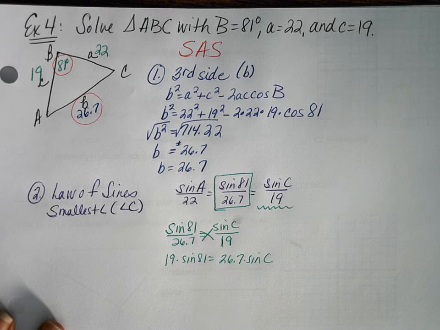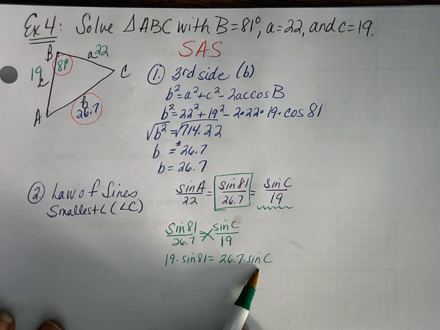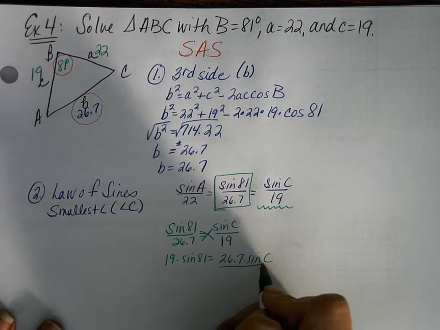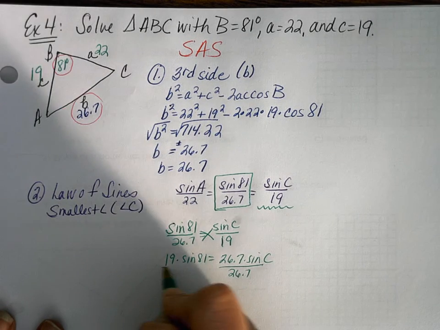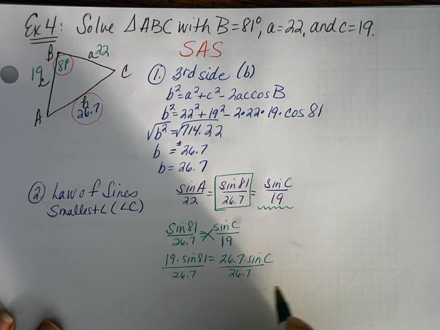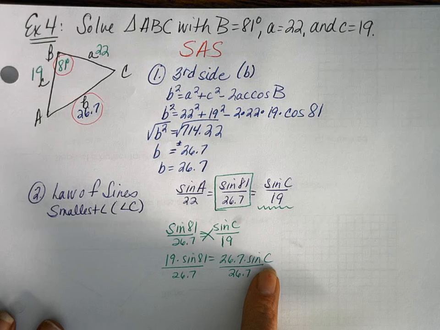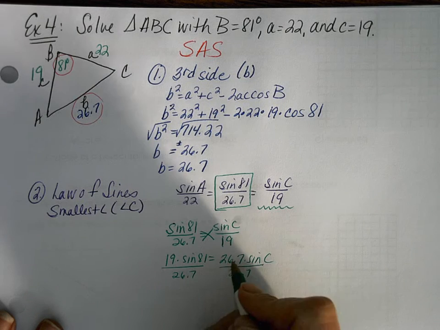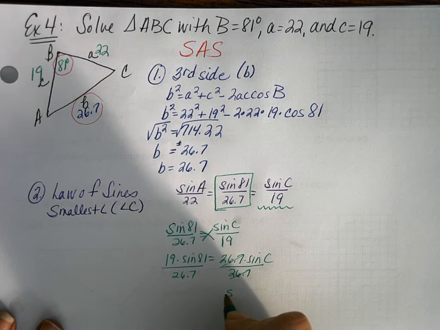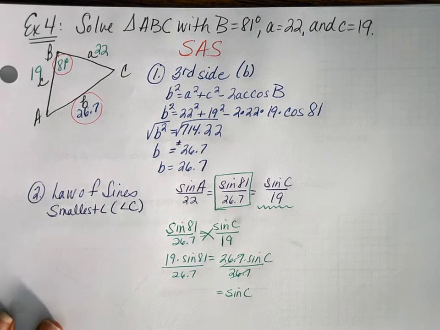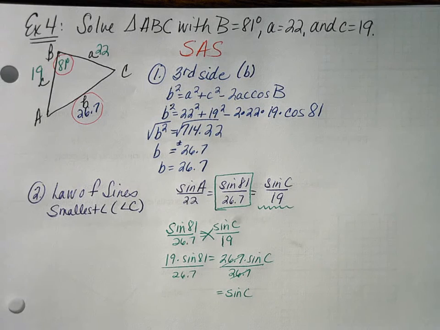What are we going to divide by? Just by the 26.7, right? Nope, the sine is attached to that angle C, so I'm just going to divide by that 26.7. And then I get that the sine of C is equal to, all right, what do we got there? Take our calculators: what's 19 times the sine of 81, and then divided by 26.7.